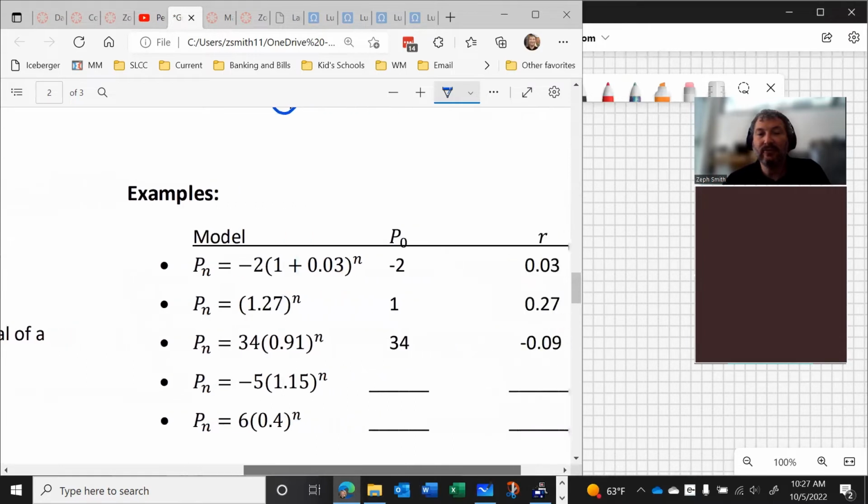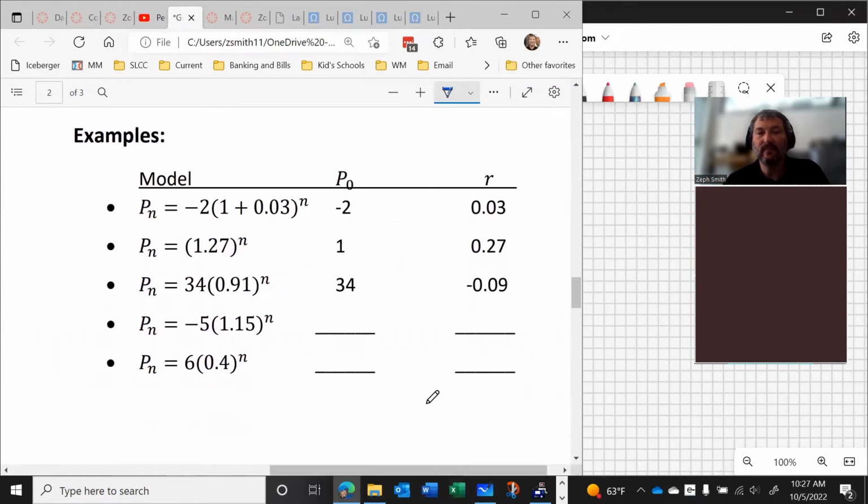The examples. So every one of these has this n in the exponent. That's how you can tell it's an exponential model. The P sub 0, you could literally plug in 0 for n, and 1 plus 0.03 to the 0 is 1. That whole thing changes to 1. And -2 times 1 is -2.